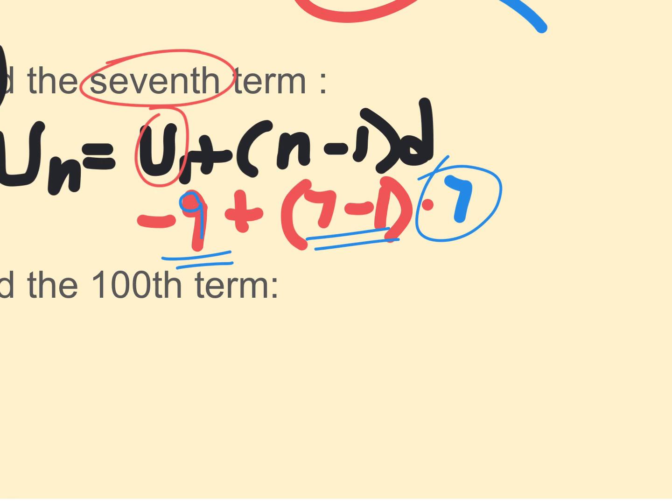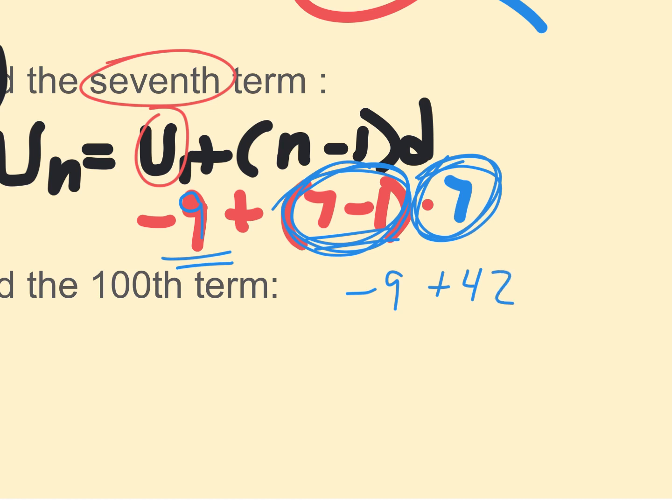There's your formula. And you're going to use it a gajillion times, so let's get used to it. So 7 minus 1 is 6. 6 times you're going to add 7. Well, it's 6 times 7. That's 42. It's like adding 42. So you had negative 9 plus 42.